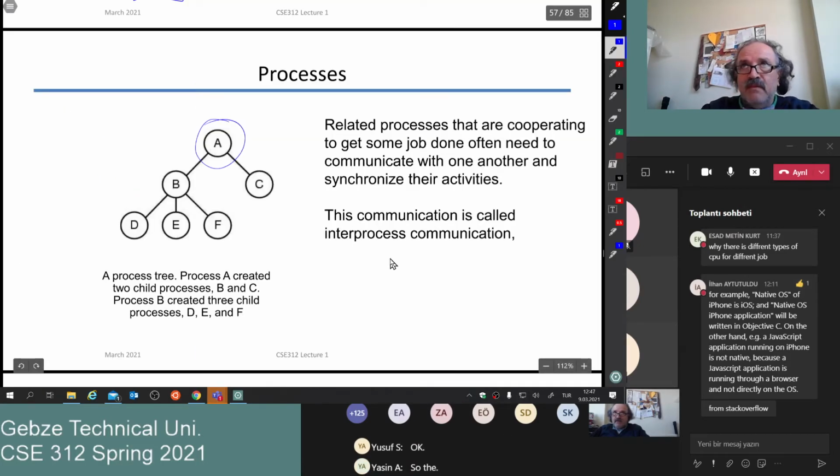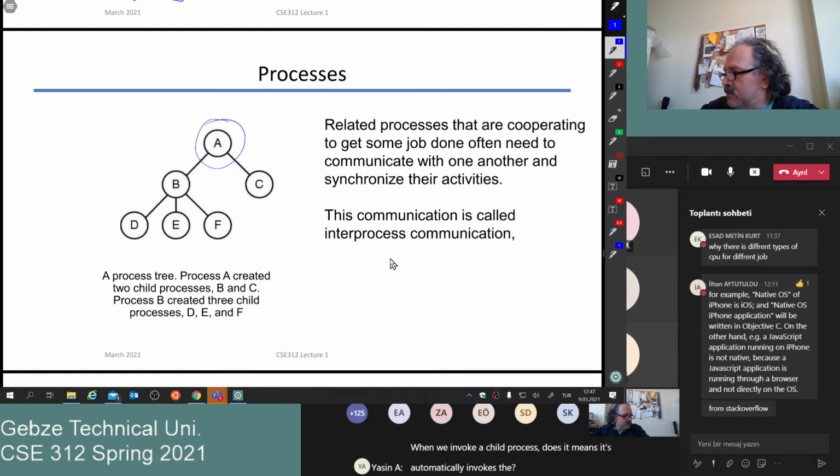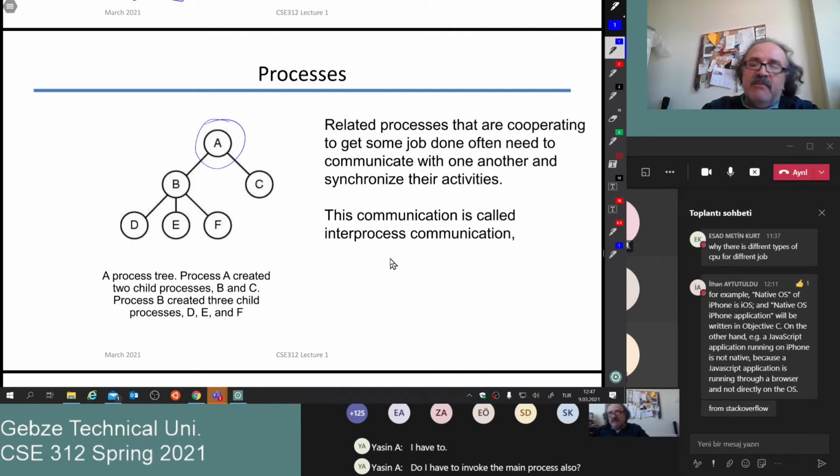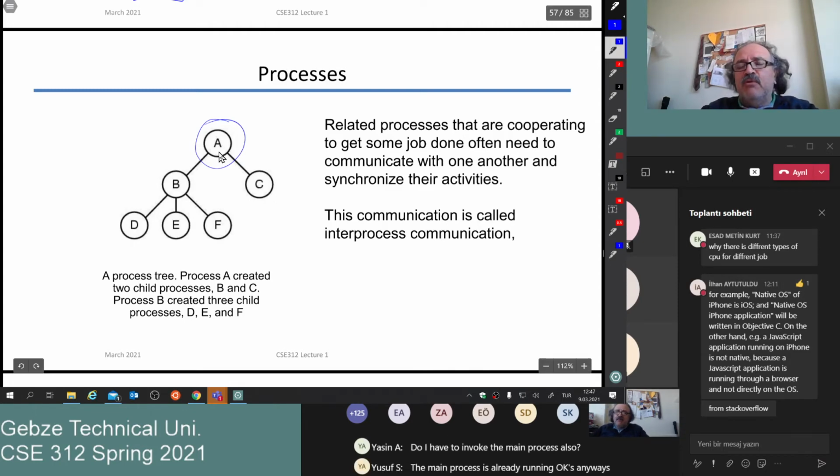When we invoke a child process, does it mean it automatically invokes the ancestor, I mean, the main process? Do I have to invoke the main process also? The main process is already running. Okay. As A, I am already running, right?